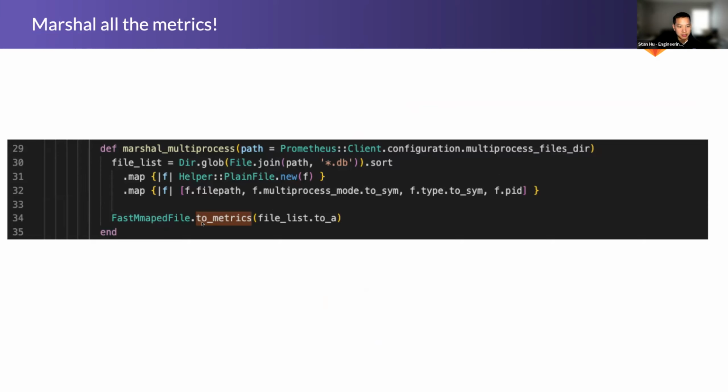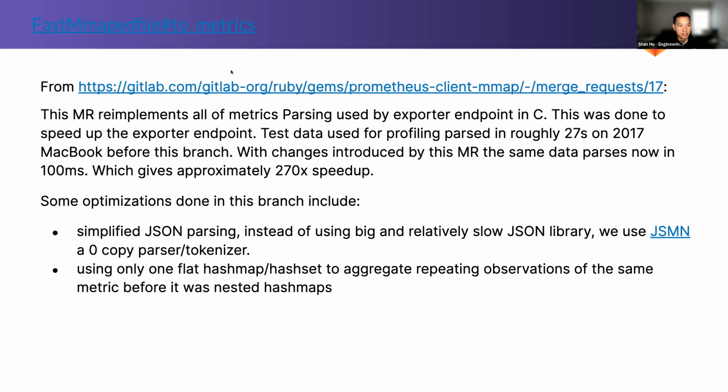Let's look at this magic to_metrics implementation. I'll give you some background. to_metrics was implemented in this merge request. It's implemented all in C. Originally, it took 27 seconds to render a lot of this data, and then suddenly with this change, it became 100 milliseconds. The main optimizations are essentially implementing it in C, using an efficient JSON parser, and using a low-level C hash map and hash set.